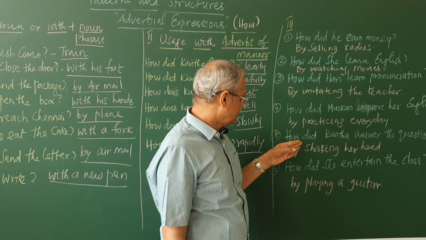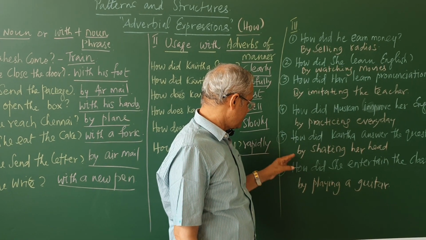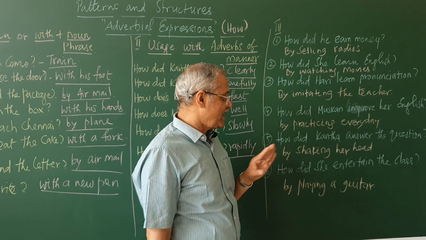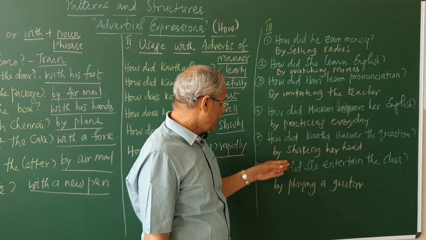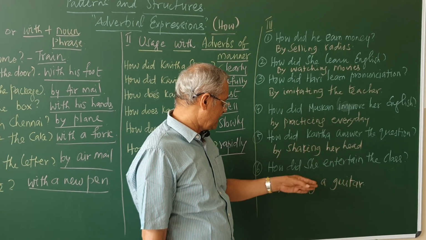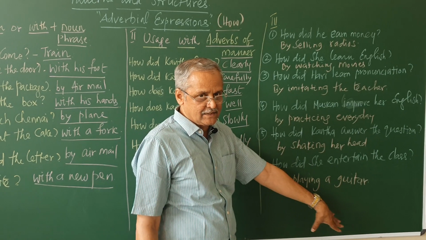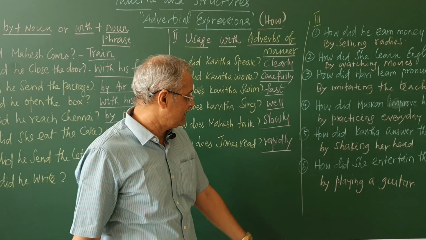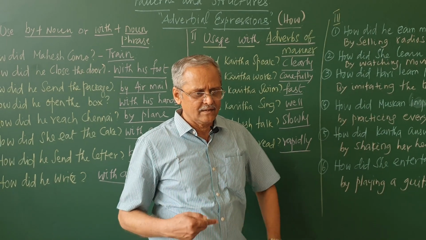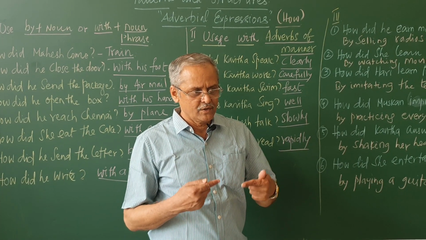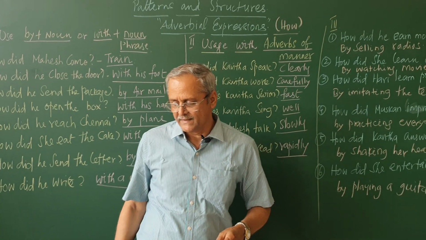How did Kanta answer the question? Kanta answered the question by shaking her head. How did she entertain the class? She entertained the class by playing a guitar. This is the third way, where we use the ing formation. So, these are the ways that we can frame questions on how, and the answers can be given in this way. Let us see some more examples.